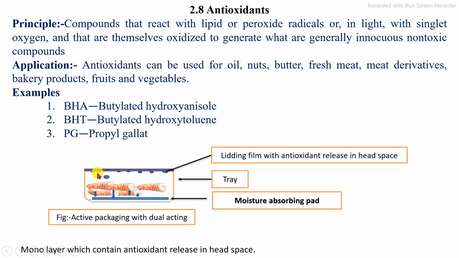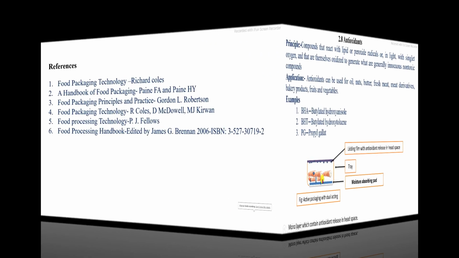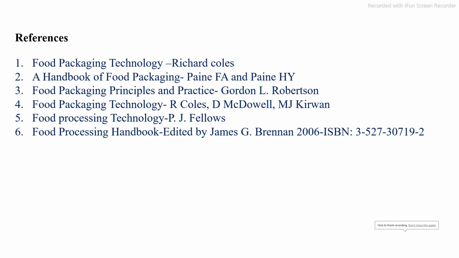You can see the antioxidant released from the lidding film to the product, and at the bottom a moisture absorbing pad is provided to absorb the internal moisture. These are the references used for the preparation of this PowerPoint presentation. In this video discussion, you learned what is meant by active packaging system, the different types, the specific additives involved in this system, and the specific applications in the food processing system.